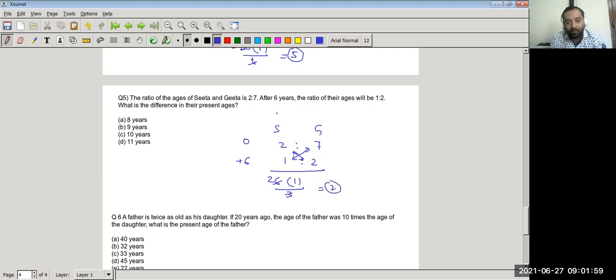So present age of Sita is 4 years. Present age of Geeta is 7 times 2, 14 years. So what is the difference of their present ages? So 14 minus 4, that is 10 years. So this is the answer.